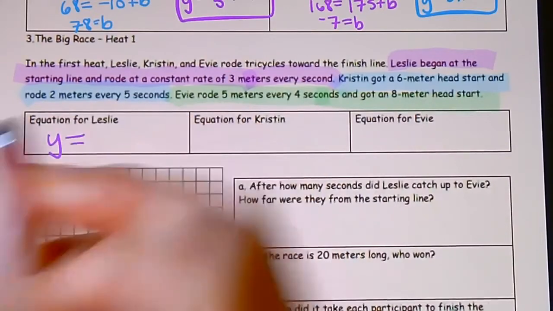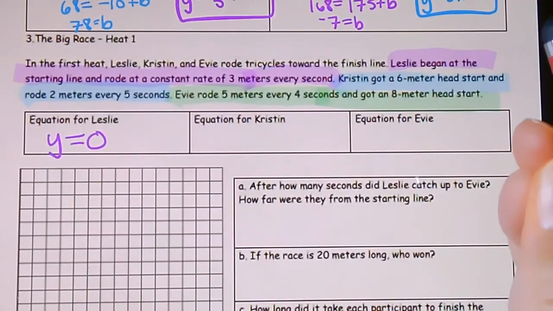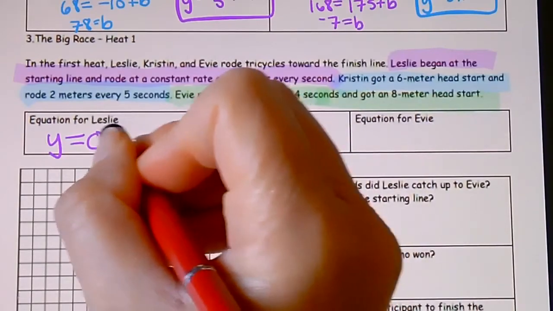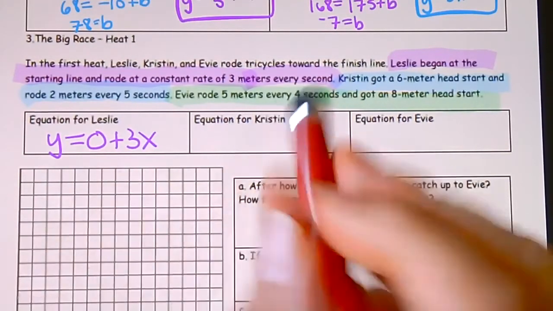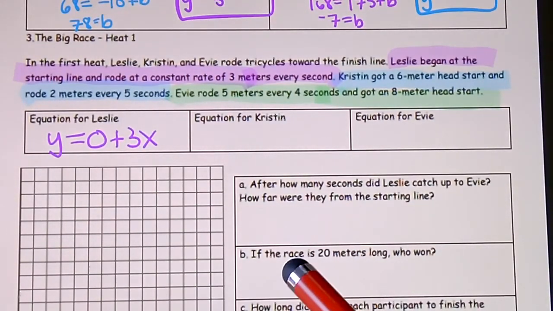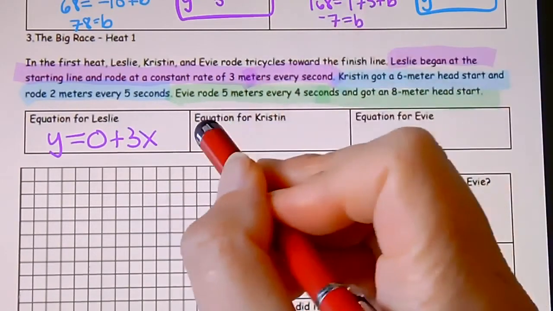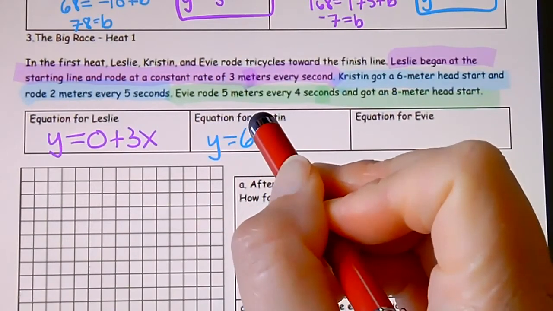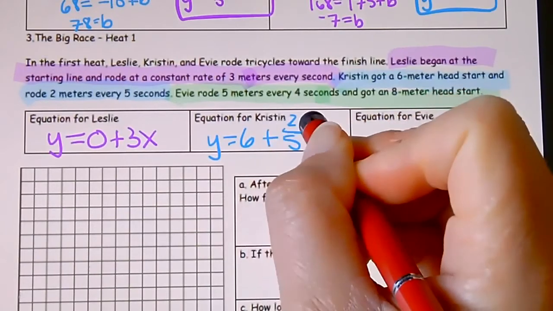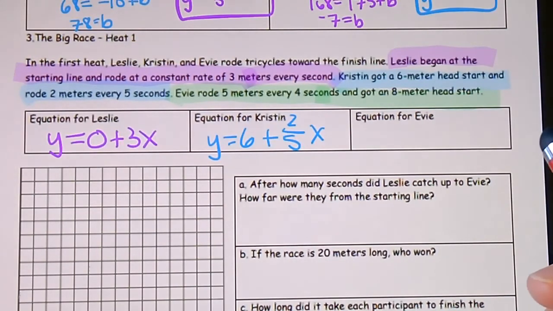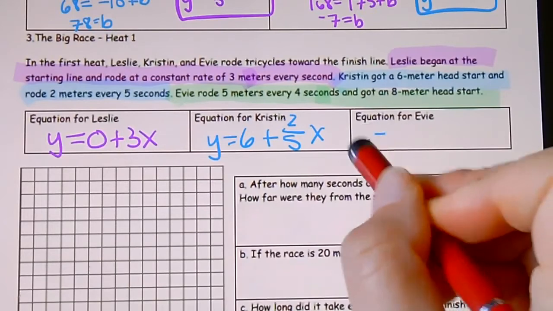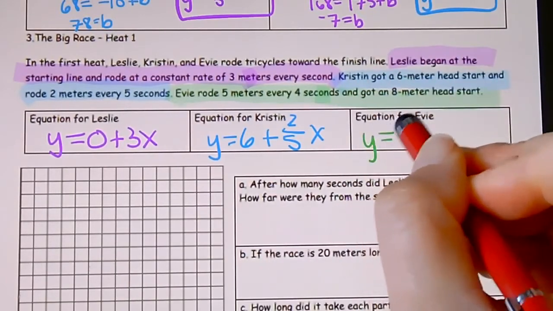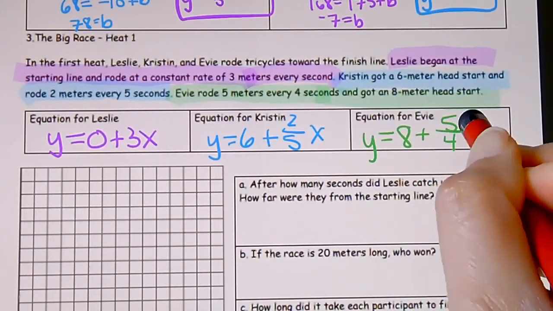So Leslie, y equal, started at the starting line. So she started at 0. And then she rode a constant rate of 3 meters every 1 second, so plus 3x. Or you can also just say y equals 0 plus 3x, or just y equal 3x. Now, Kristen got a 6-meter head start. So for her, I'm going to go y equal 6, and she rode 2 meters every 5 seconds. And Evie rode 5 meters every 4 seconds and got an 8-meter head start. So y equal 8, and she did 5 meters every 4 seconds.